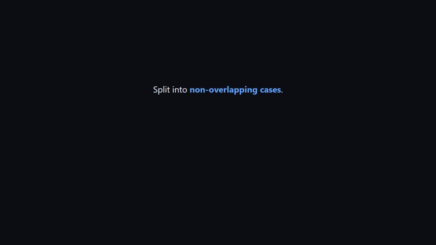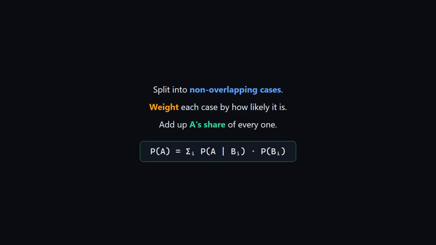Split the sample space into non-overlapping cases. Weight each case by how likely it is. Then add up A's share of every one. That's the whole law.